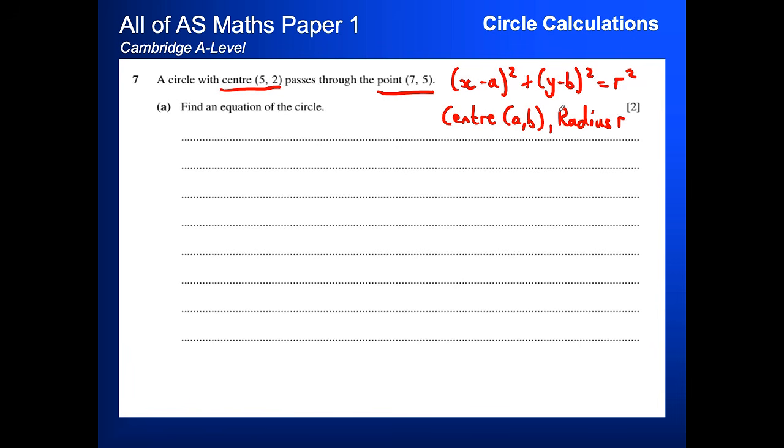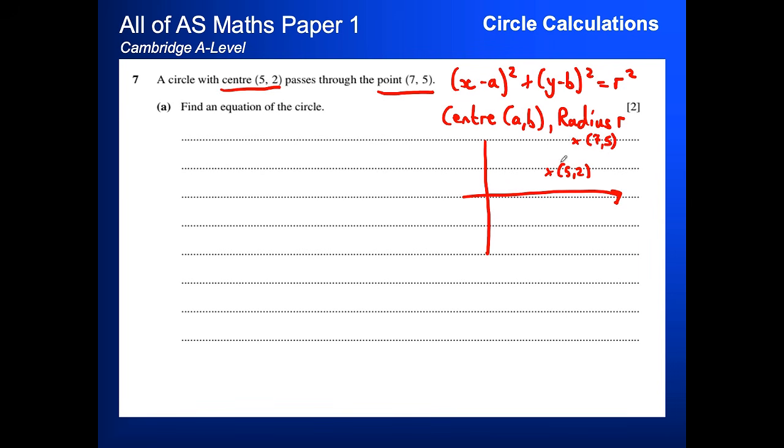So we already have quite a bit of this information. We know that a is equal to 5 and b is equal to 2 by using the formula, but now we need to work out what the radius is. And a quick sketch here really helps our understanding. So if I draw a quick sketch here, we have (5, 2), which is going to be the centre of our circle. Again, none of this is to scale. And we have the point (7, 5), which is going to be, say, up here somewhere.